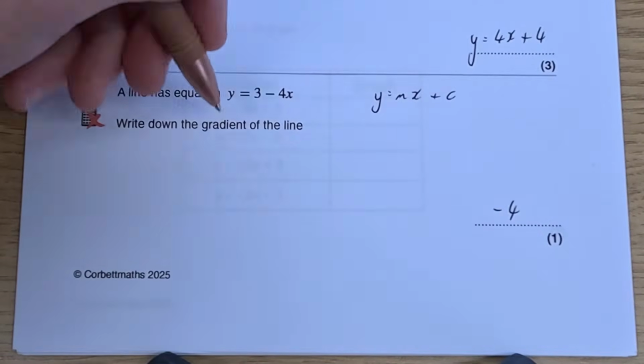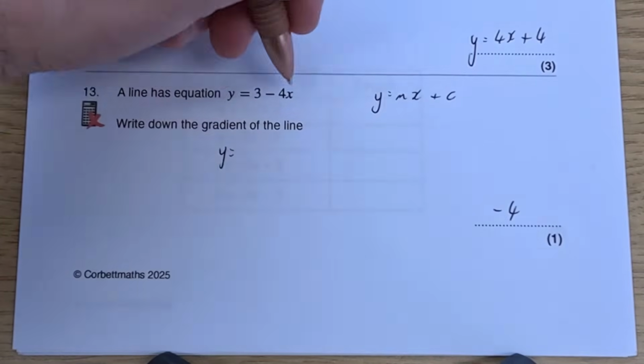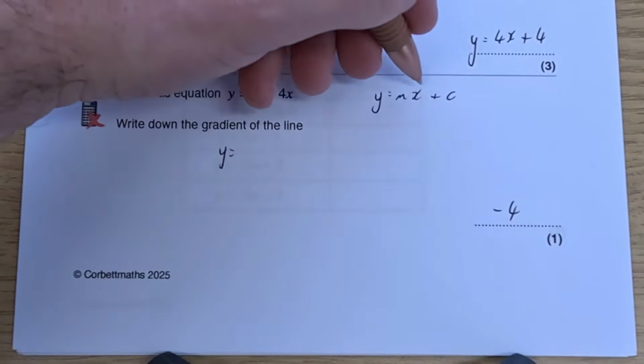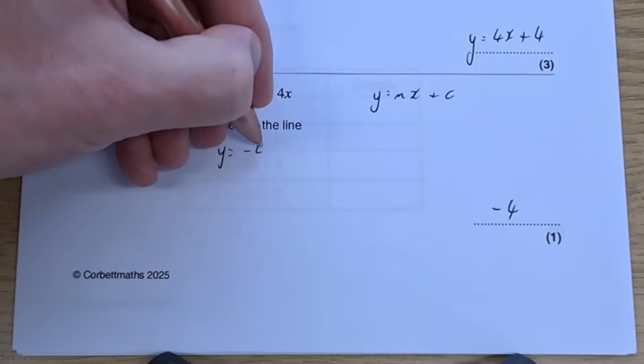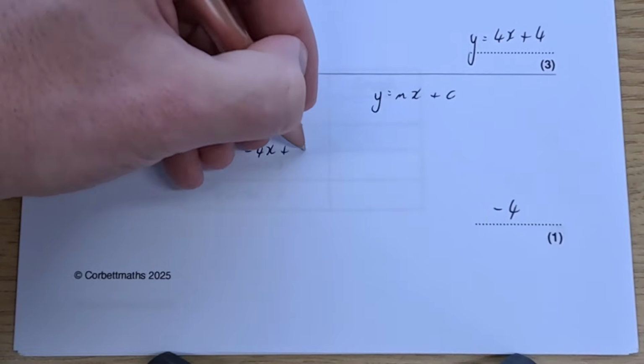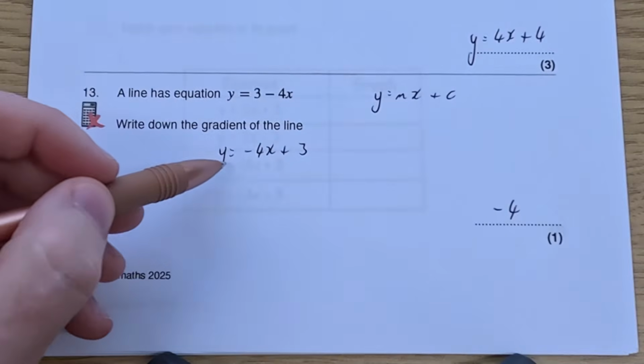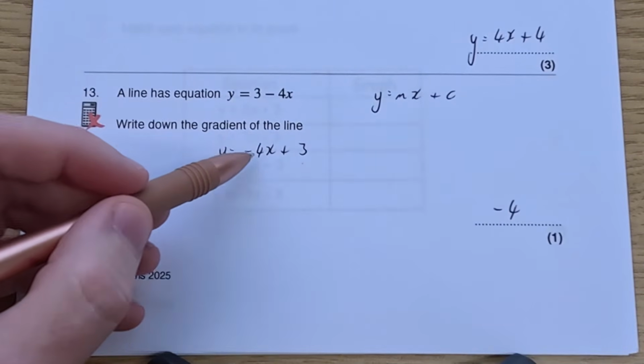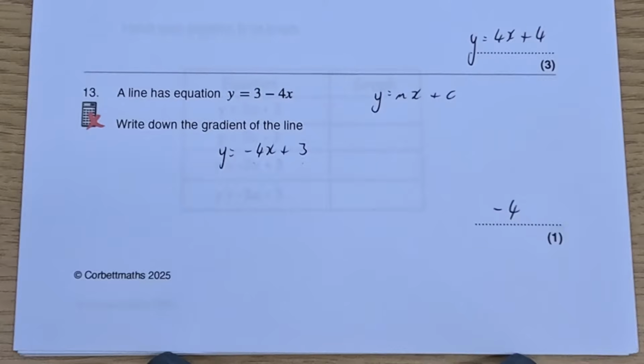If you wanted to, you could turn it around and write it in this form, y equals mx plus c. So mx would be minus 4x. And then plus c, well, we've got 3, which is positive 3, so it'd be plus 3. So that means that we could turn it around and write y equals minus 4x plus 3, and again the gradient would be negative 4. And that's it. So the gradient of that line is negative 4.